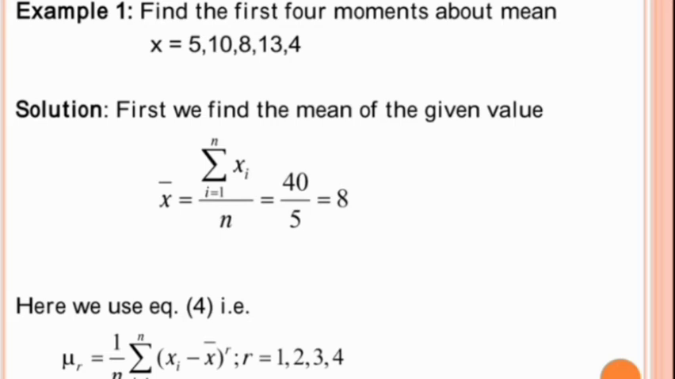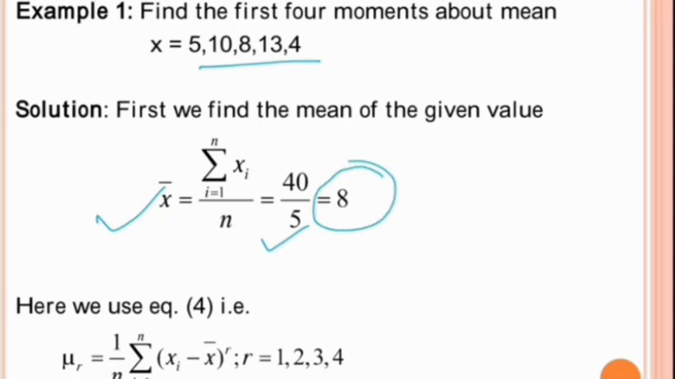So to find about the mean, you just need the formula of mu r. Remember this, mu r, okay? First we find the mean. We need the mean, so we will find the mean. The mean is given by x bar equal to sigma xi upon n. We will add all these terms and divide by the total number of terms, that is 5. You get our mean as 8.